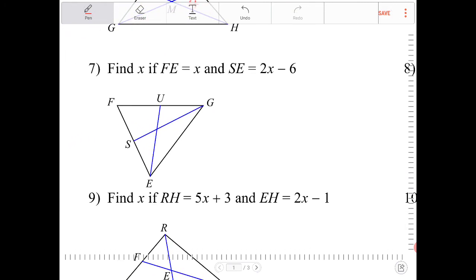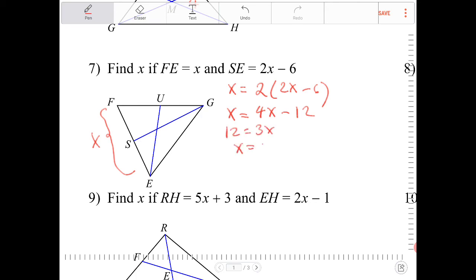Question 7. Find x if FE is equal to x. This whole thing is x. And SE is equal to 2x minus 6. So x will equal 2 times 2x minus 6. If I distribute this, I'll end up with 4x minus 12 is equal to x. Subtract x and add 12 on both sides. I end up with 12 is equal to 3x. Divide by 3, x is equal to 4. Since I'm asked to find x, that's it.